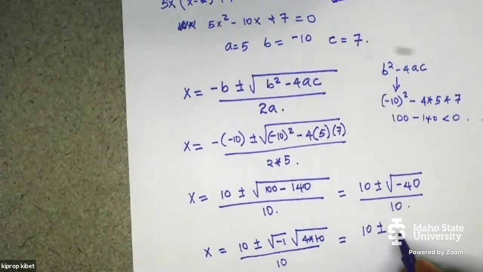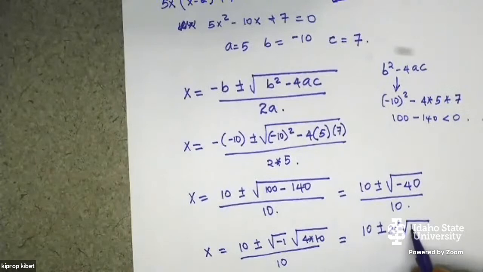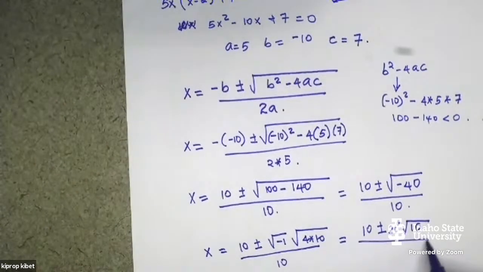And finally, this is equal to 10 plus or minus the square root of -1, which is i. The square root of what? And then we have what? The square root of 4 is 2 there. And then 10 inside there. All over what? All over 10.